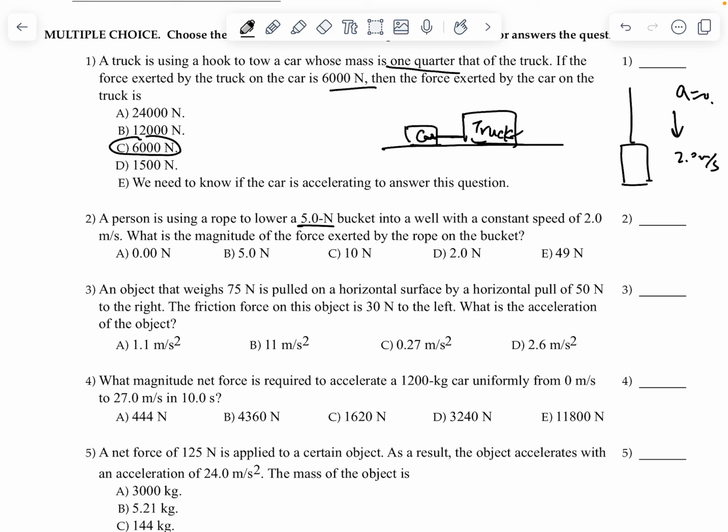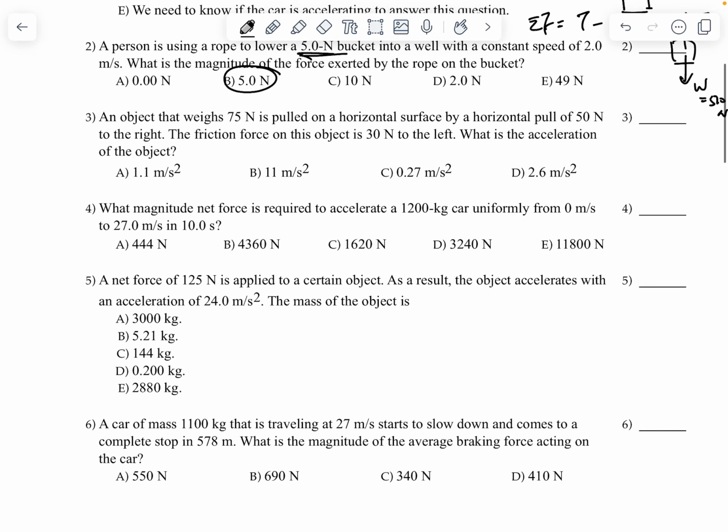Well, what you do here is draw a free body diagram. You have weight, which is 5.0 Newton, and then tension. That's all the force on this bucket. Then a is 0, which means net force is 0. Net force equals tension minus weight, which is 0. So tension equals the weight. Weight here is 5.0 Newton, so tension is 5.0 Newton.